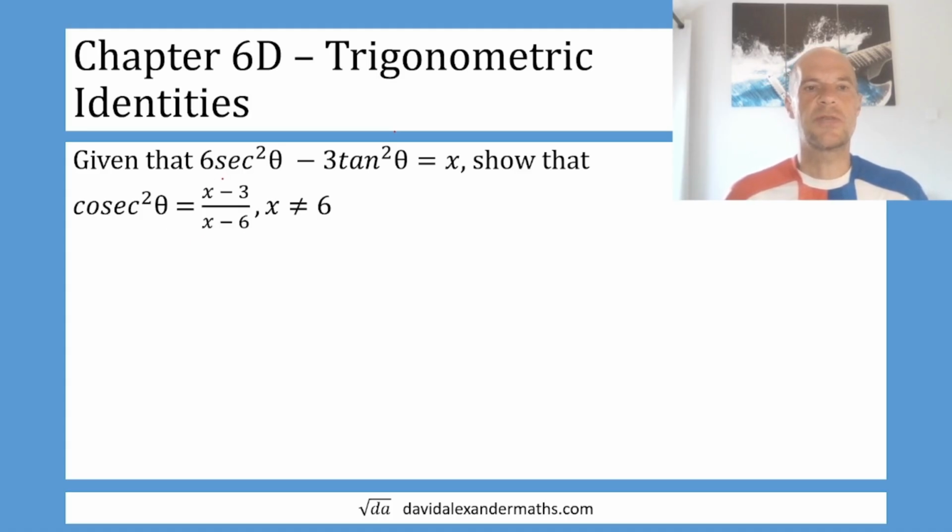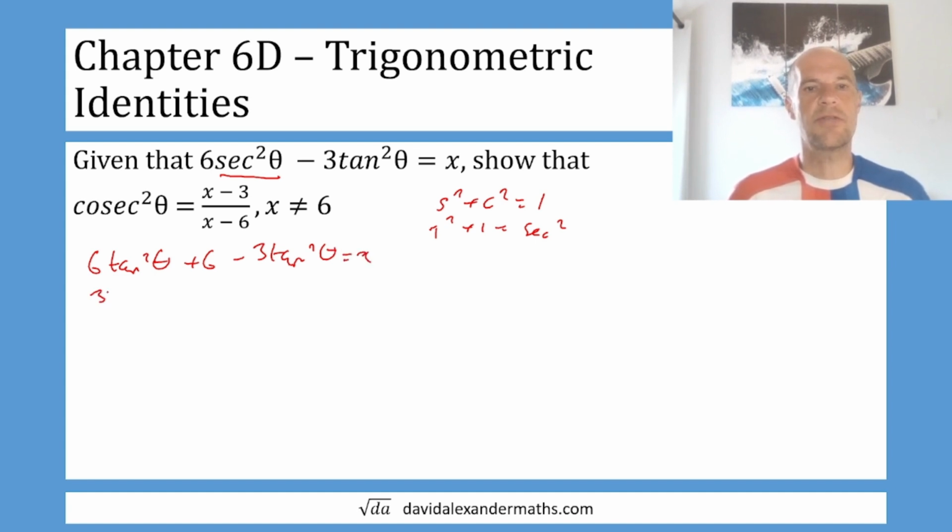Now, what I'm going to do first of all is we know that there's a link between sec squared and tan squared. So sine squared plus cos squared equals 1, so tan squared plus 1 is sec squared. So sec squared is tan squared plus 1. So this is 6 tan squared theta plus 6 minus 3 tan squared theta equals x. So therefore 3 tan squared theta plus 6 equals x.